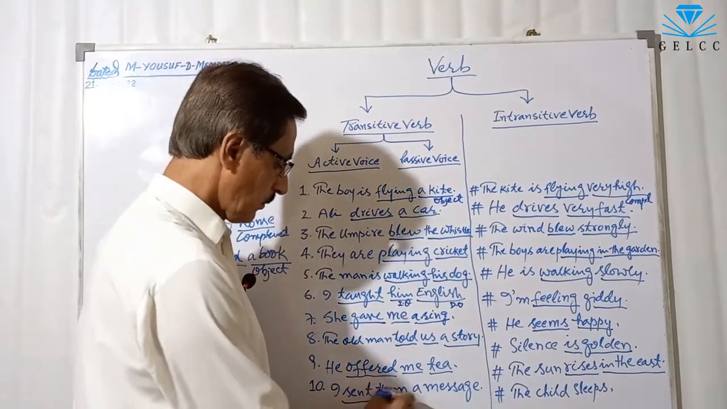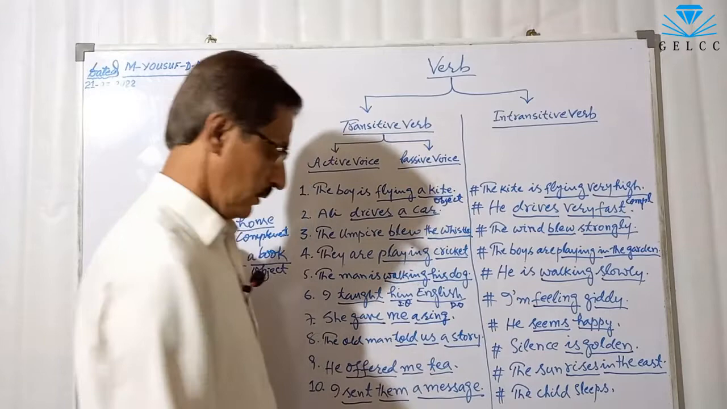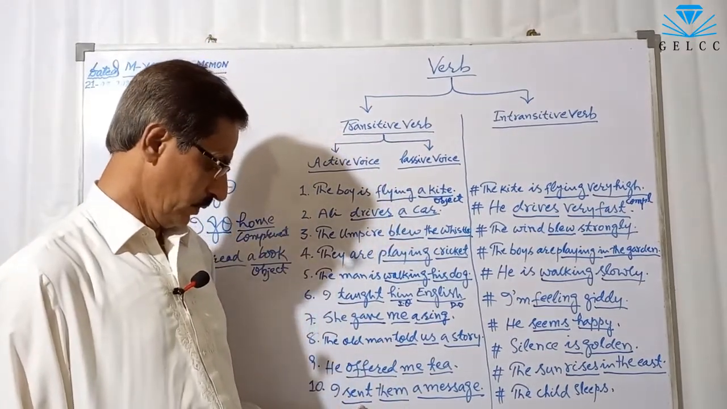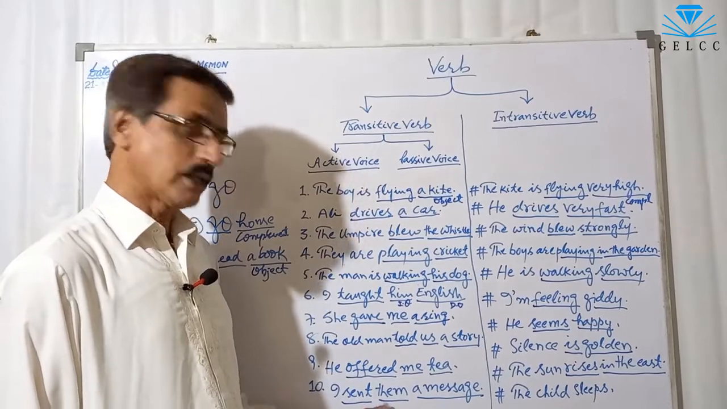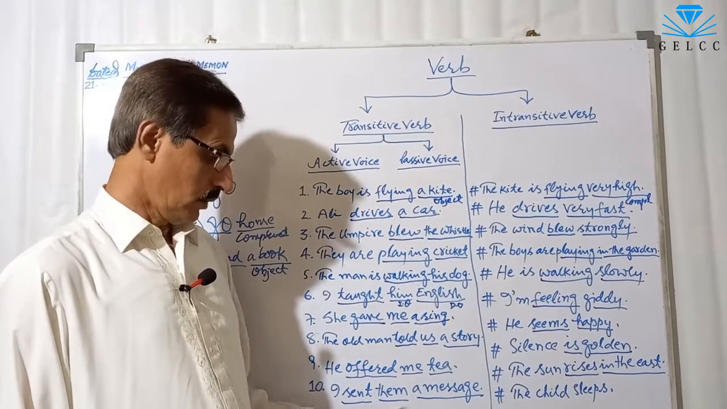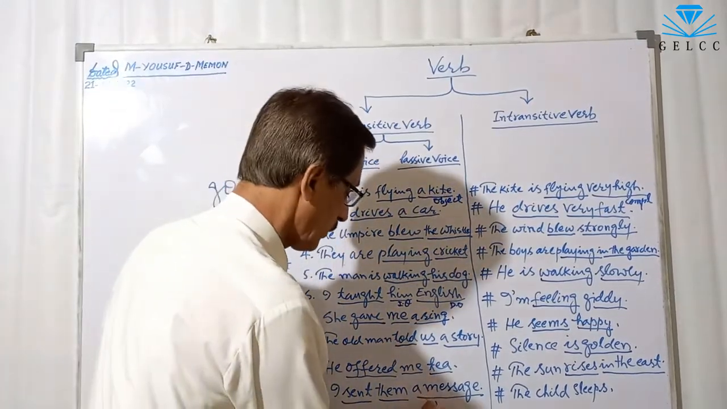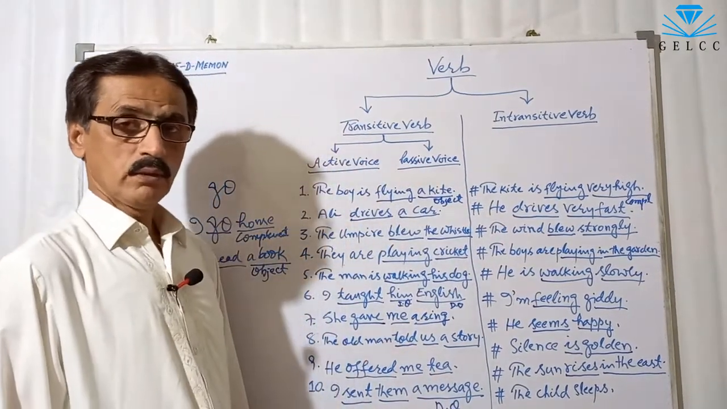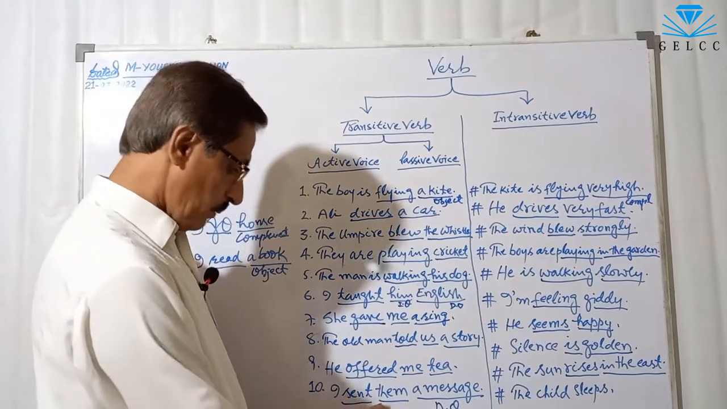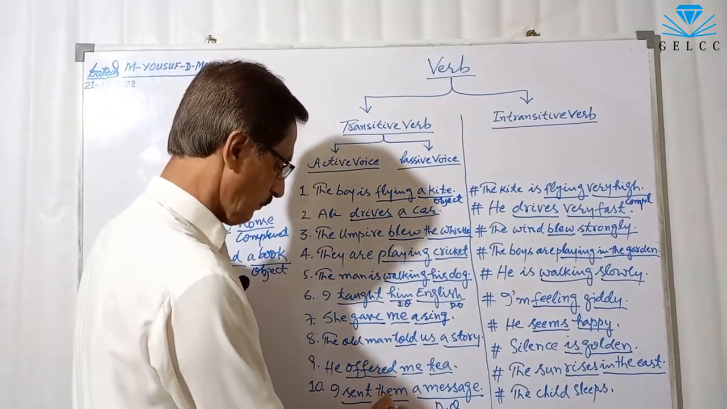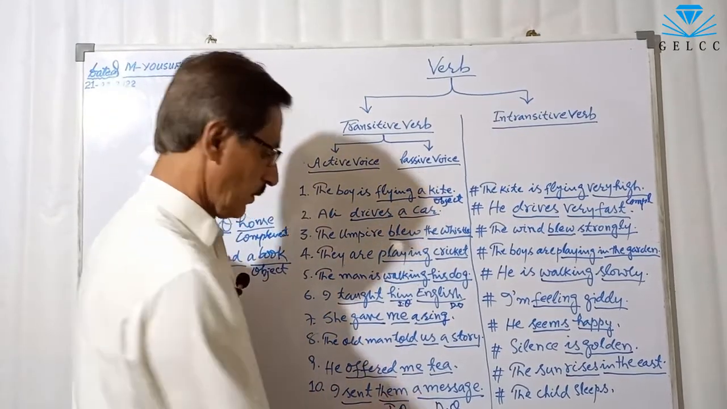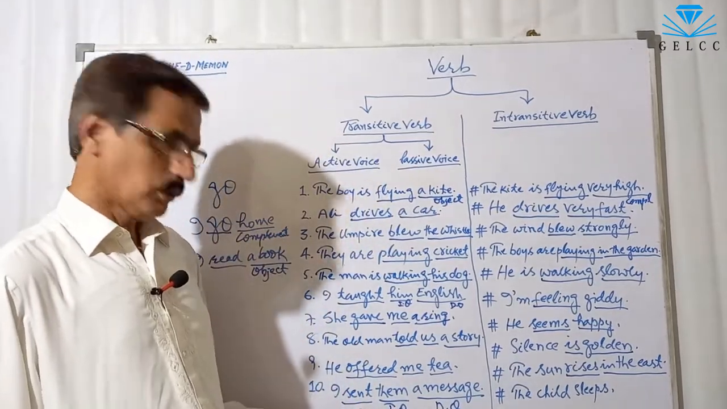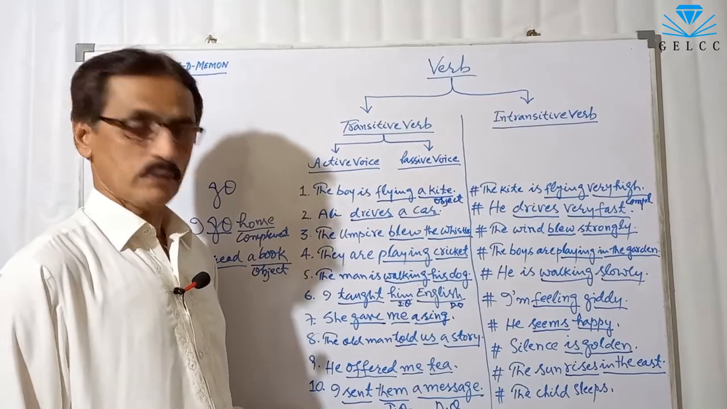I sent them a message. Sent. What did I send them? A message. A message is the direct object. Whom did I send a message? Them. Them is the indirect object. Both are objects. So the verb sent is a transitive verb.